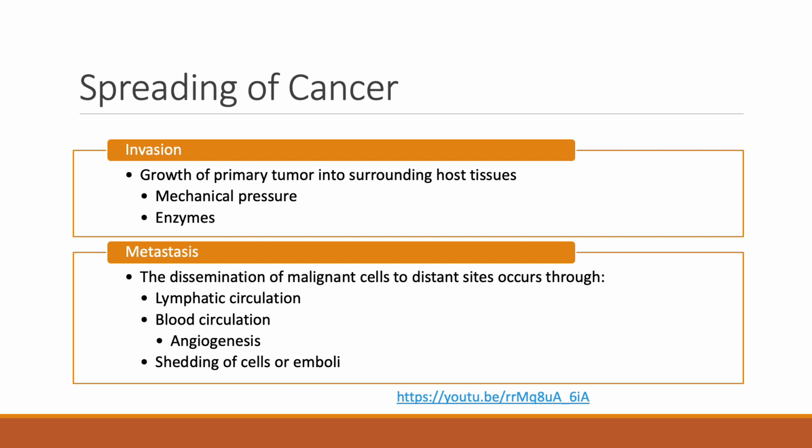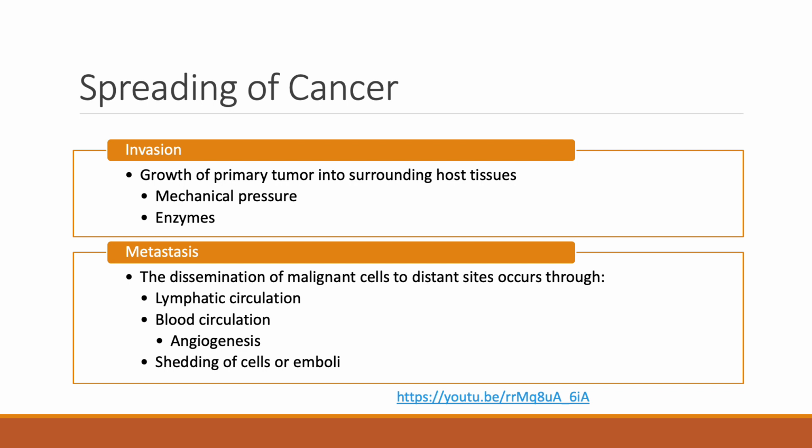Spreading of cancer. Local invasion is when the primary tumor grows into the surrounding tissues. This can occur because of mechanical pressure. For example, say you have a tumor in your colon, in the lower colon, or even a rectal cancer. When the tumor gets so big that the force is too much, it's going to force growth into other areas, like maybe into the prostate in males.